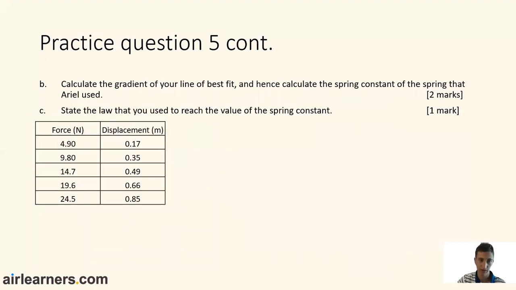Okay, so two questions on this slide. Calculate the gradient of your line of best fit and hence calculate the spring constant of the spring that Ariel used. State the law that you used to reach the value of the spring constant. So there's 3 marks in total, so it should take 3 minutes, although the second question shouldn't take you very long at all. And there's the table of data here in case you need it, but otherwise refer to your graph.